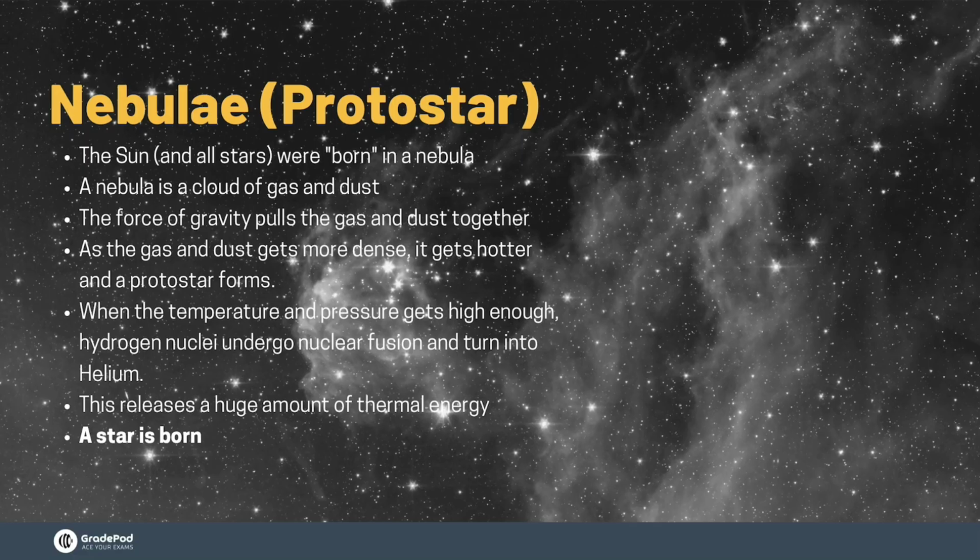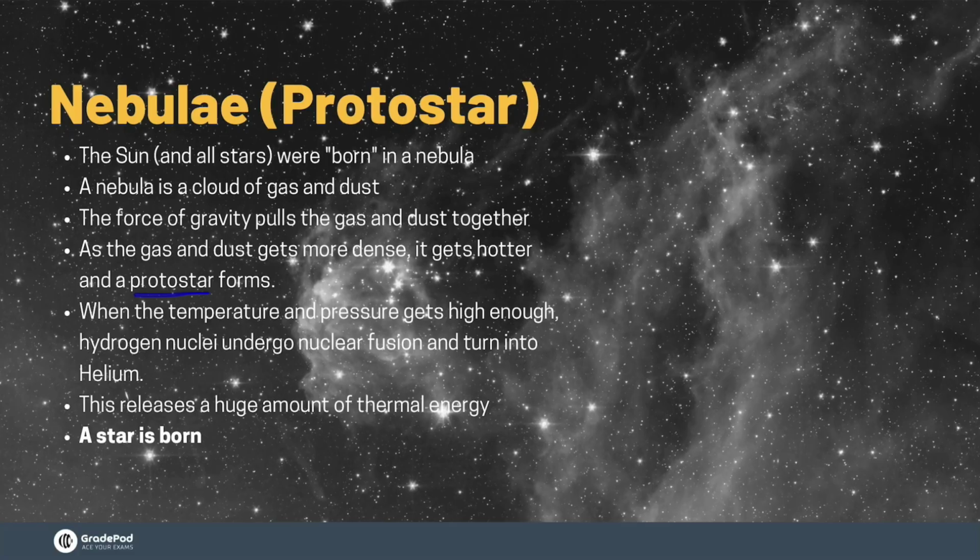Well, the sun and all stars were born in a nebula. A nebula is a massive cloud of gas and dust, and you can see that here on the right. What this gas and dust does is it's pulled together by the force of gravity, and it starts to get more and more dense. And when it gets more and more dense, it gets hotter. And when it gets hotter, a protostar forms. A protostar is just before the star becomes properly born.